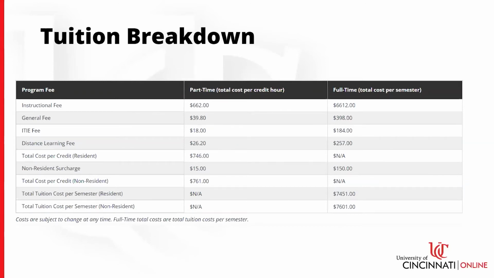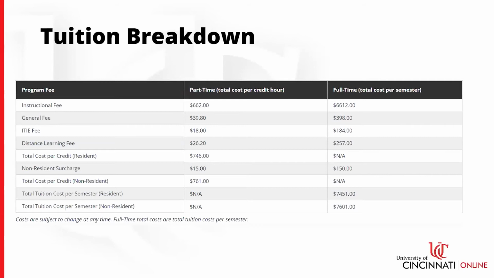And then if you choose to be a full-time student, that fee is going to be $7,451 per semester. One thing to note with a full-time student is that as long as you're above 10 credit hours, you're considered a full-time student. All the classes are 3 credit hours, so you basically will end up with 12 in order to get to that full-time status. But again, if you are a non-resident, that fee would then be $7,601. So just a little bit more, not a huge difference there.